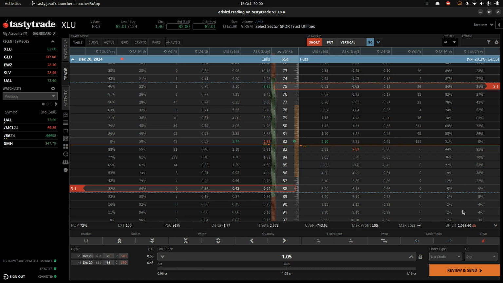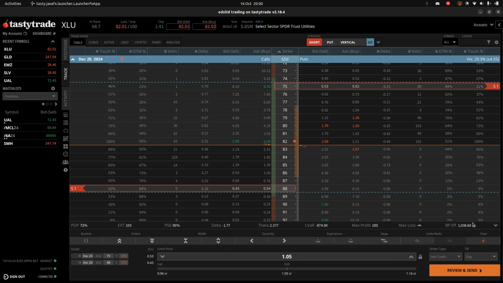Our broker is going to require just over $1,000 in buying power. So we've got a return on capital there of about 10%, just slightly above 10%. After fees and commissions, it probably will be about 10%. We've got an unlimited max loss potential here because this is a naked position. There is nothing covering our shorts. And we would have $2 of daily theta decay.